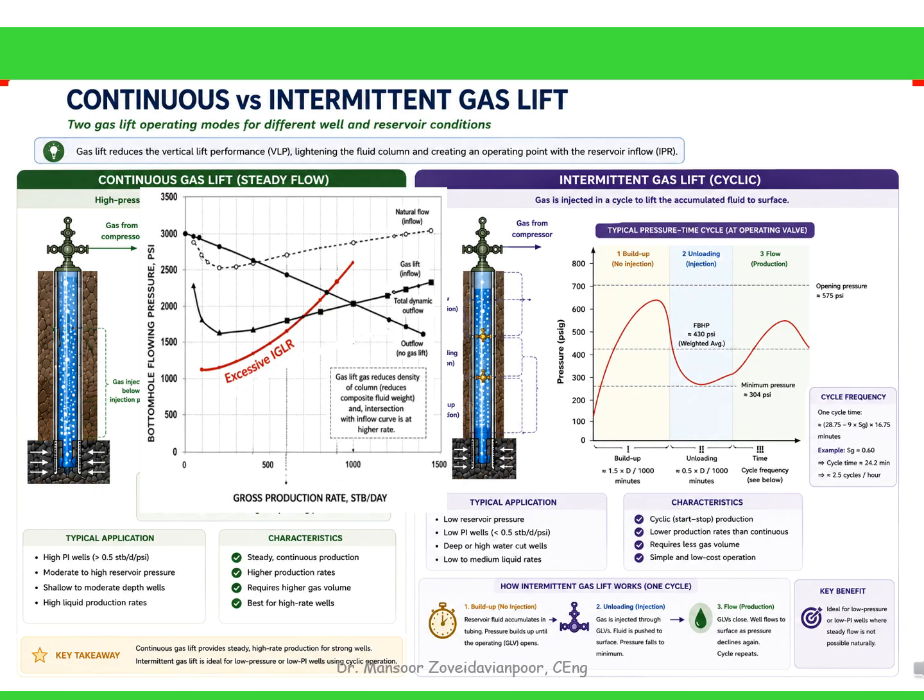A simple way to remember the difference is, continuous gas lift equals steady flow, higher rate wells. Intermittent gas lift equals cyclic flow, lower rate wells. The choice between the two depends primarily on the well's ability to continuously supply fluid to the tubing. Now that we've seen the two operating modes, let's examine how engineers optimize gas injection to achieve maximum production performance.